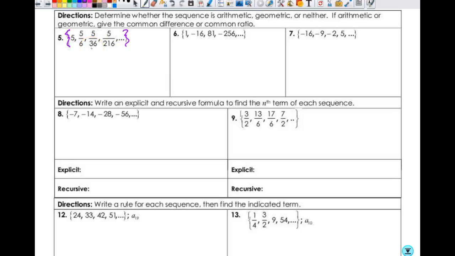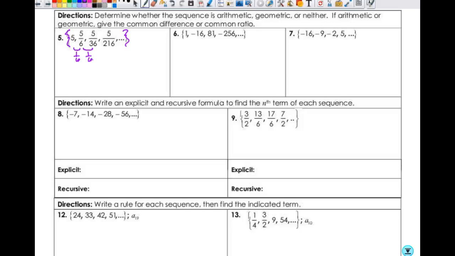So it looks like the numerator is staying the same, the denominator is changing. I'm thinking we're probably multiplying by something. If I take 5 and multiply it by 1/6, I get 5/6. Then if I multiply again, I get 5/36. So there we go.